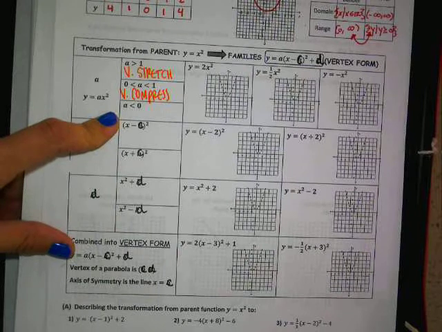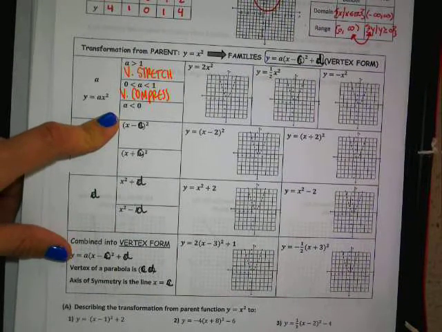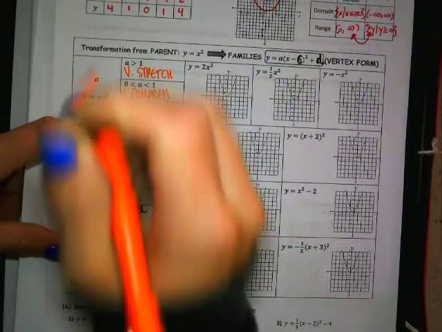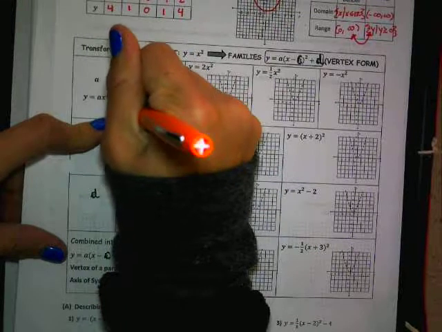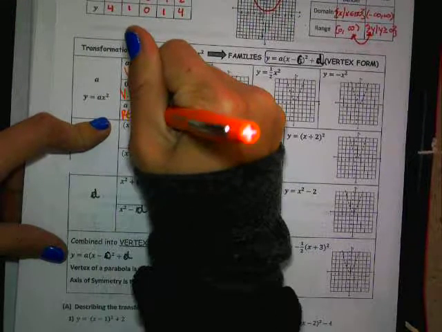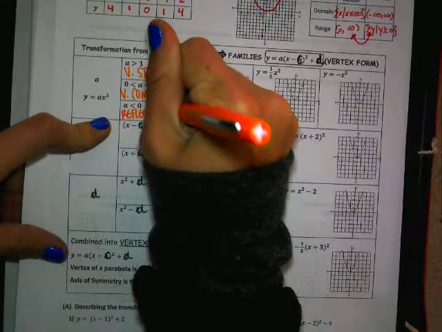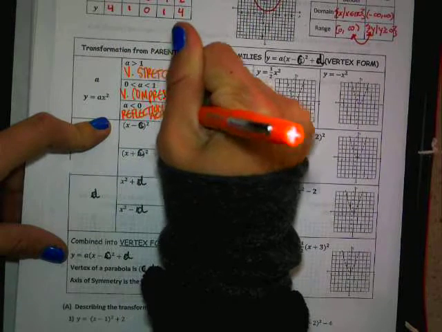Okay, and then if your A value is less than 0, so if it's negative, do y'all remember? Reflection, very good. Reflection across the x-axis.